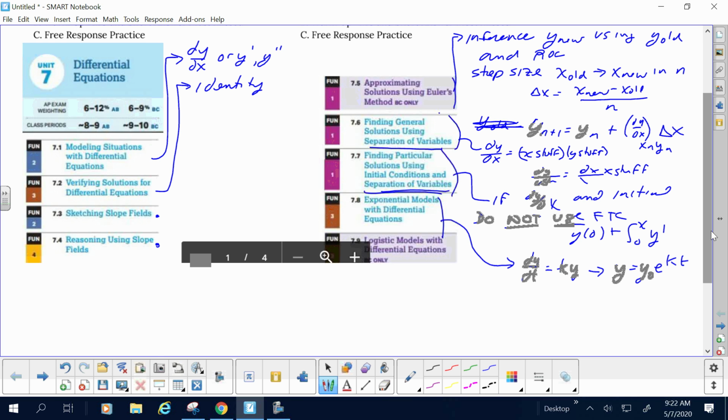You also need to attach the verbal statement to that. Amount grows or decays at a rate proportional to the amount.